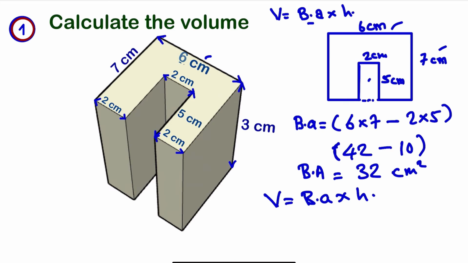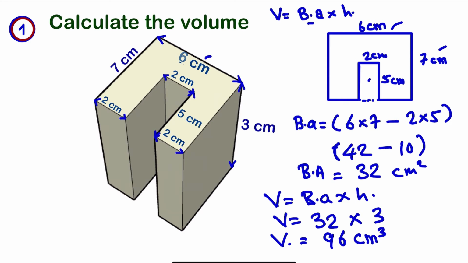So if we move further, volume will be equal to 32 times 3. So our volume will be equal to 96 centimeter cube. So this is our volume.